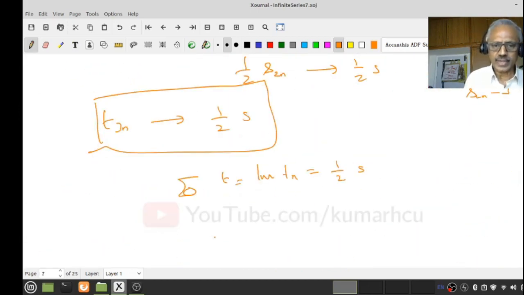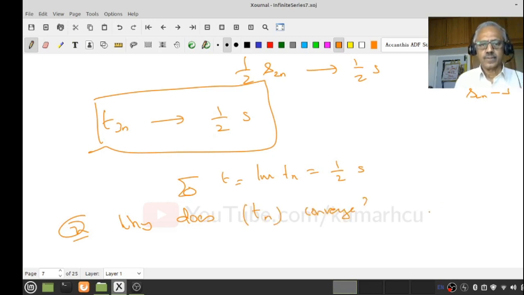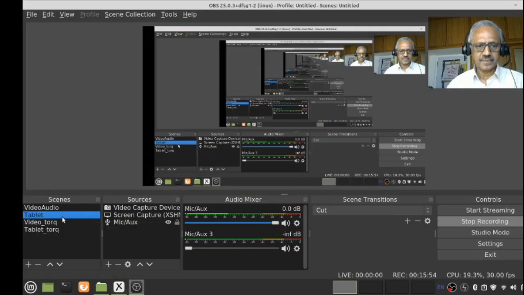So why does Tn converge? If Tn converges and since T3n converges to half of S, I know that Tn must also converge to half of S. Therefore, the sum of the rearranged series is half of S. And remember, S is not 0. Therefore, half of S is not equal to S. That is why I needed the fact S is non-zero. I hope you understood this.